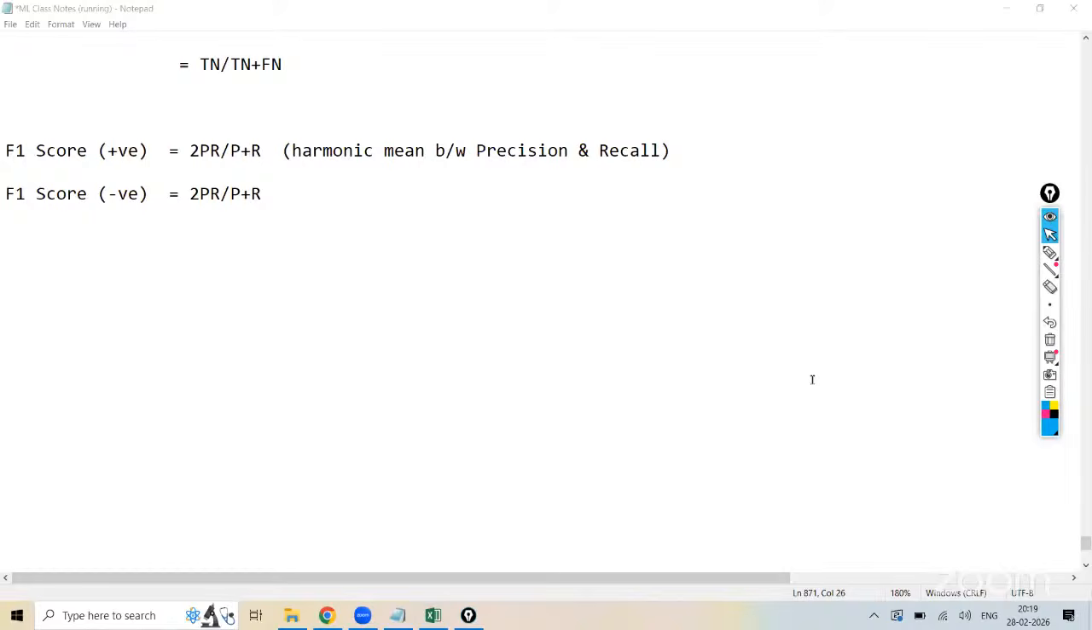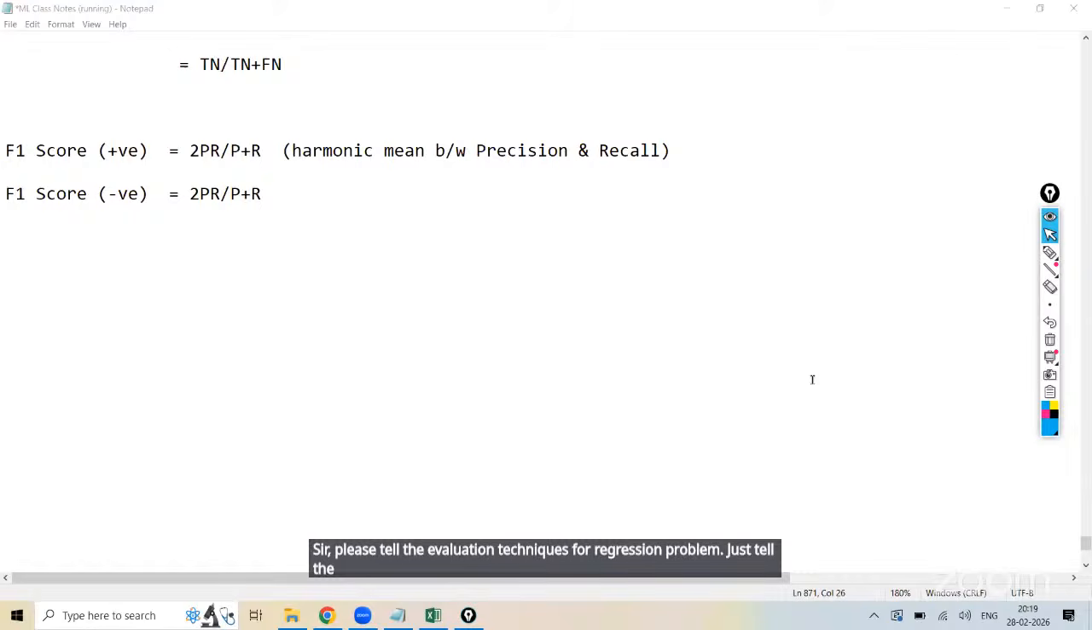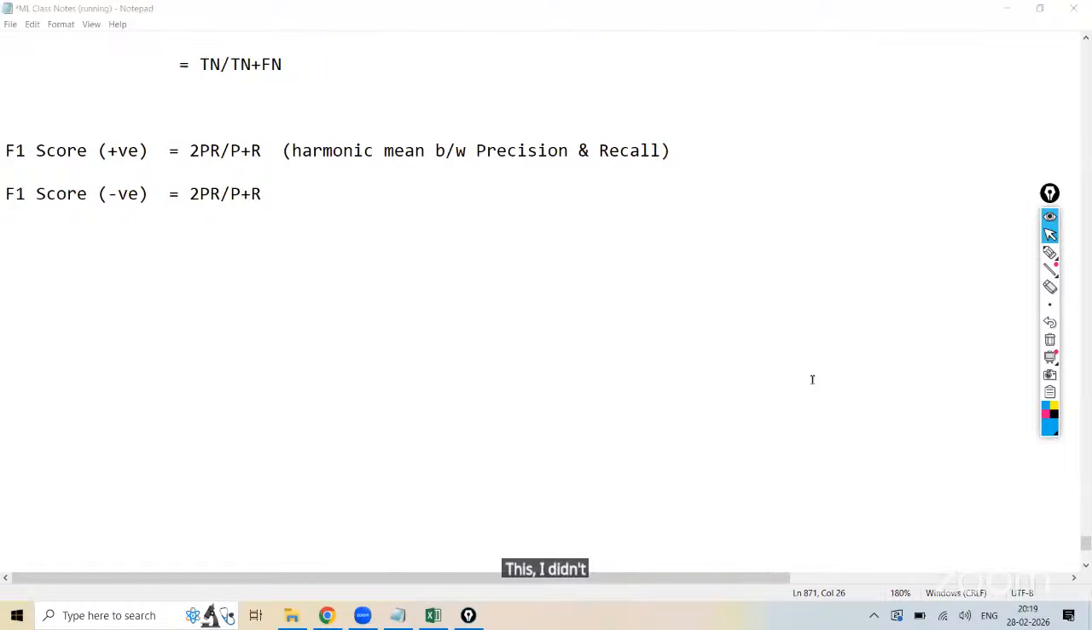So please tell the evaluation techniques for regression problems. Just tell the techniques we know, not the explanation. Miss, I didn't understand. You want the metric names? Mean absolute error, mean square error, root mean square error, R square, adjusted R square.